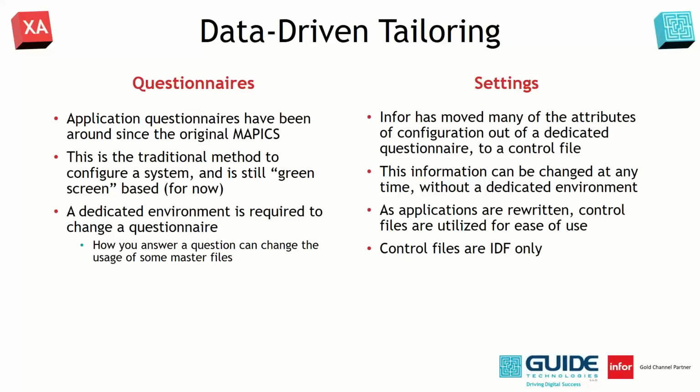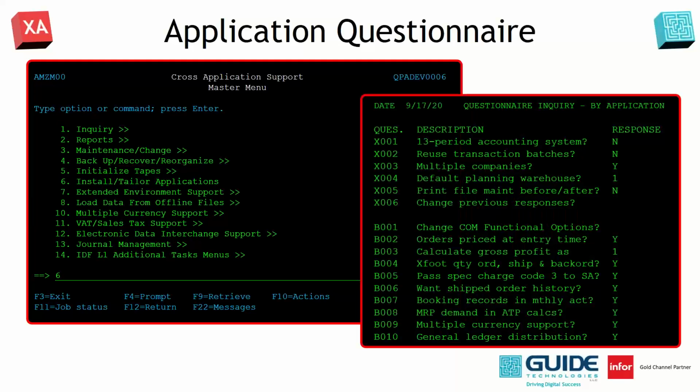First, let's look at the questionnaire. Now you can go into CrossApp, and if you are authorized, again, this is a dedicated system, in the master menu, if you go into number 6, which is install Tailor, that will make sure that the system's dedicated. It will sit there for 2 or 3 minutes if it's not, and then it'll give you an error message saying it couldn't get to a dedicated system. But the install Tailor is how you go in and change the questions.